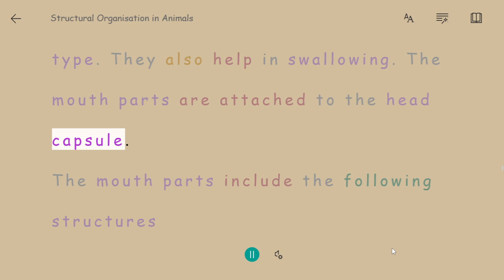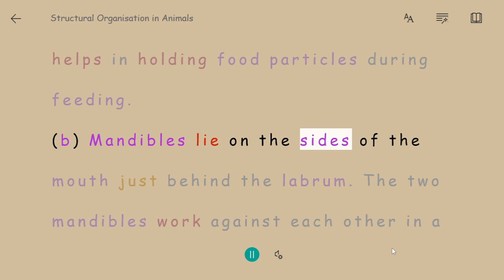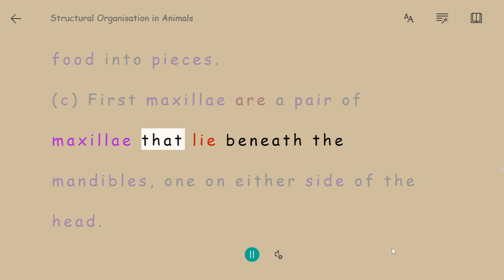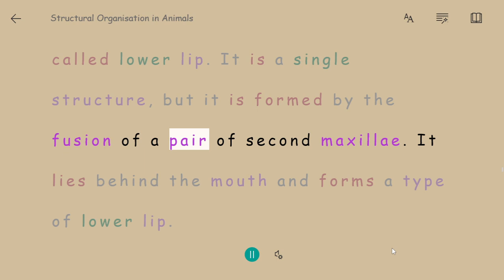A. Labrum is also called the upper lip and helps in holding food particles during feeding. B. Mandibles lie on the sides of the mouth just behind the labrum. The two mandibles work against each other in a horizontal plane to crush and cut the food into pieces. C. First maxillae are a pair of maxillae that lie beneath the mandibles, one on either side of the head. D. Second maxillae or labium is also called the lower lip. It is a single structure, but it is formed by the fusion of a pair of second maxillae. It lies behind the mouth and forms a type of lower lip.